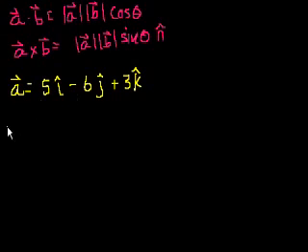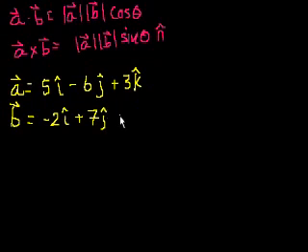But let's say this is all you're given, and let's say that B, I'm just making these numbers up, is minus 2i plus 7j plus 4k. And of course, we're working in 3 dimensions right now. And you could graph them.